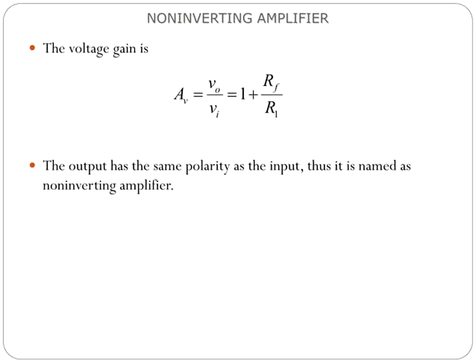From the output voltage, we have obtained the voltage gain. Already we have seen the voltage gain will be equal to output voltage by input voltage, and hence the gain which is obtained here is 1 plus Rf divided by R1. Since the gain is positive, it is said to be a non-inverting amplifier.